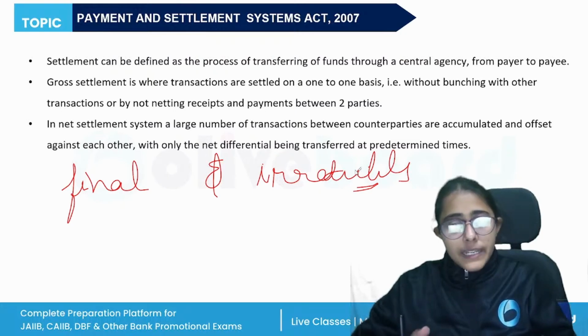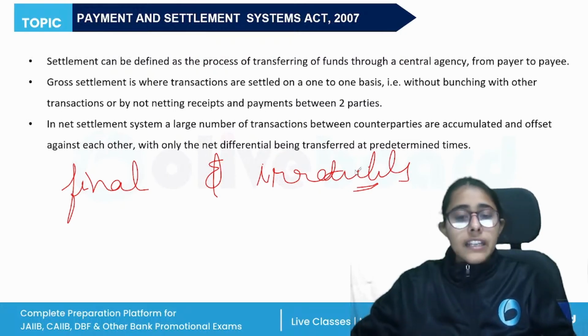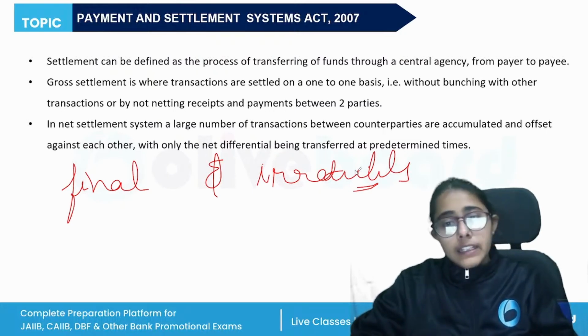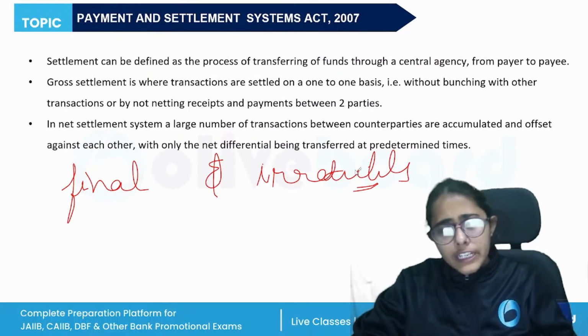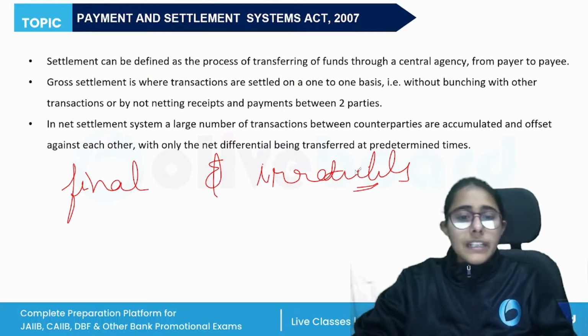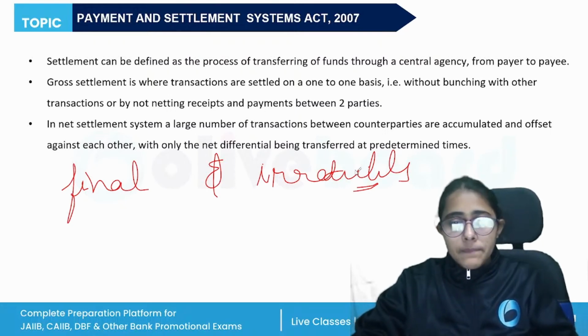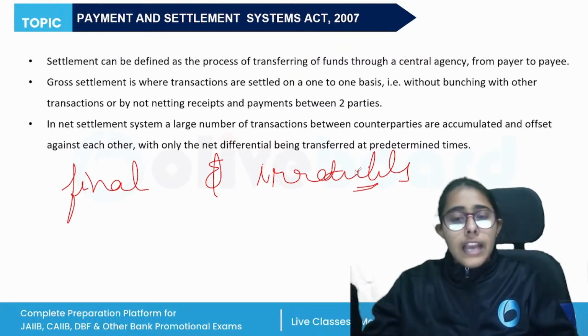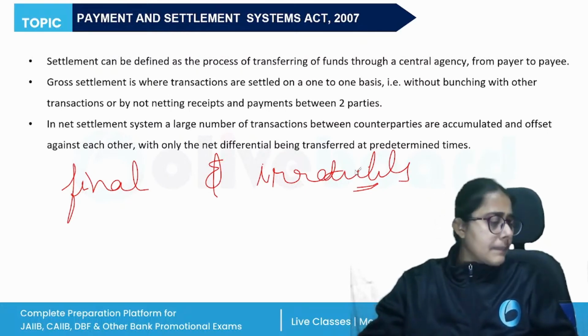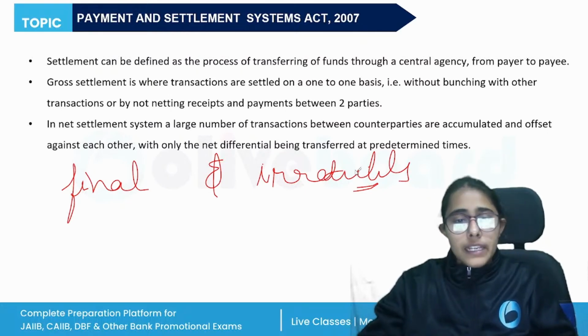So any settlement which is made, whether gross or net, is said to be final and irrevocable, as the money, securities, or the foreign exchange or any other transactions, the settlement has already been done, right? Then RBI also has powers to make regulations as to how the system providers, the banks, or the counterparties function. All the regulations are made by RBI under section 30 and 31 of the Act. Plus, regulations are also given under section 38.